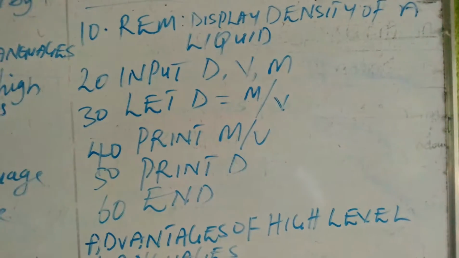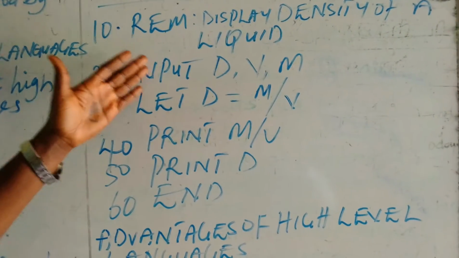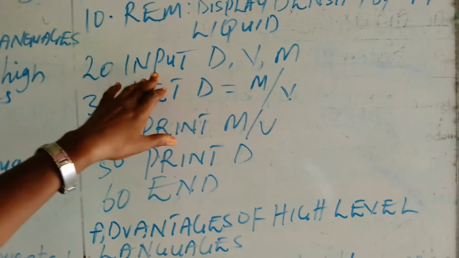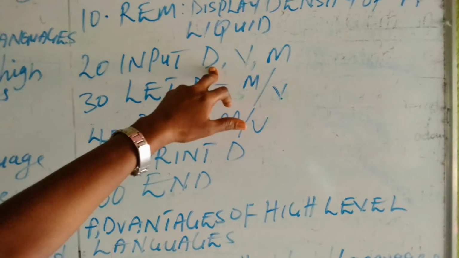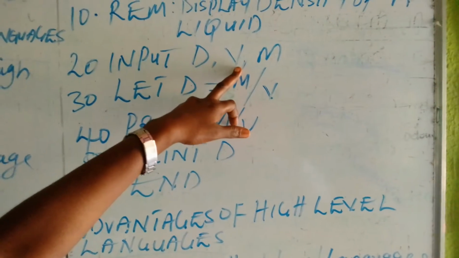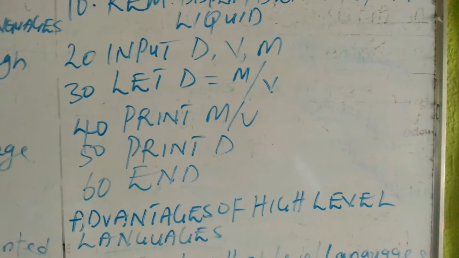Now, as a young programmer, you must also have some of the input variables. What do I mean by the variables? You have here the variable D representing the density of the liquid. You have V representing the volume, and you have M representing mass.